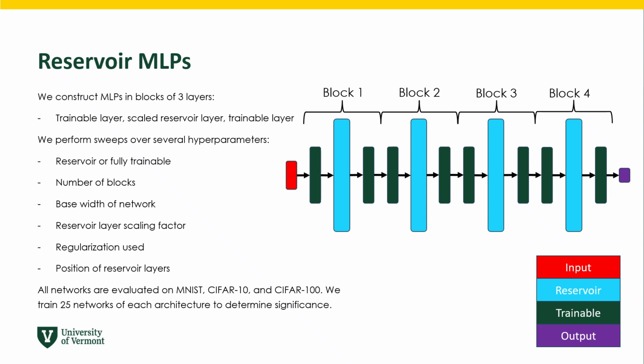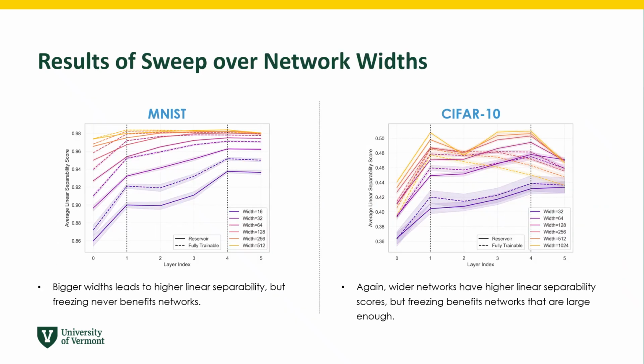For each architecture, we train 25 fully trainable and reservoir networks on MNIST, CIFAR10, and CIFAR100. We track accuracy and extract hidden states to train linear probes whose accuracy measures linear separability. Here are our width sweep results.